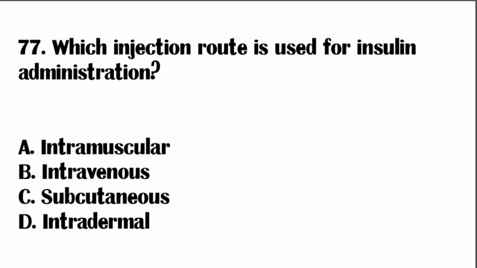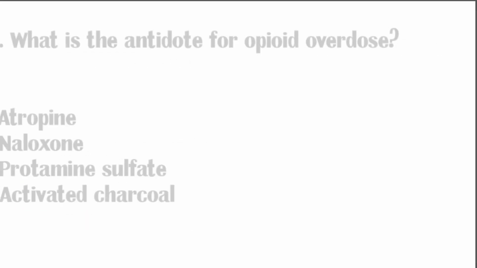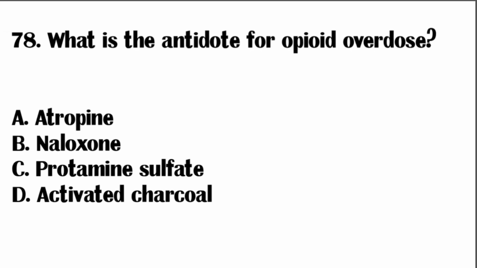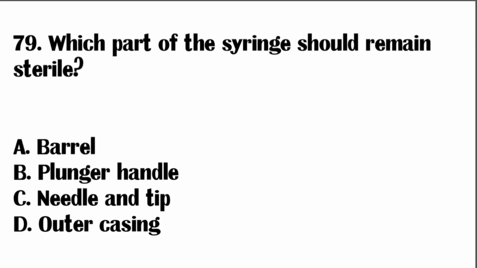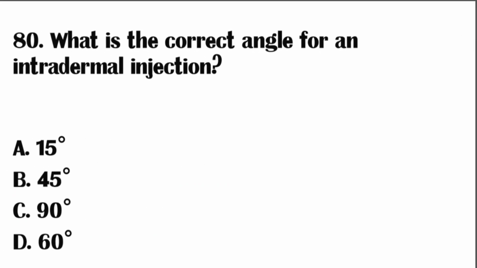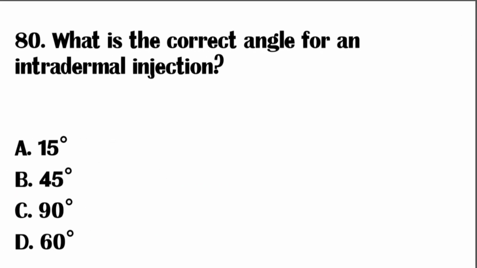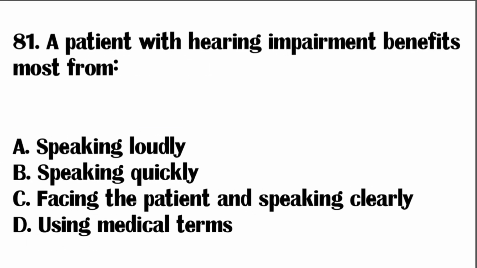Next question. Which injection route is used for insulin administration? Correct answer: subcutaneous. Next question. What is the antidote for opioid overdose? Correct answer: naloxone. Next question. Which part of the syringe should remain sterile? Correct answer: needle and tip. Next question. What is the correct angle for an intradermal injection? Correct answer: 15 degrees.